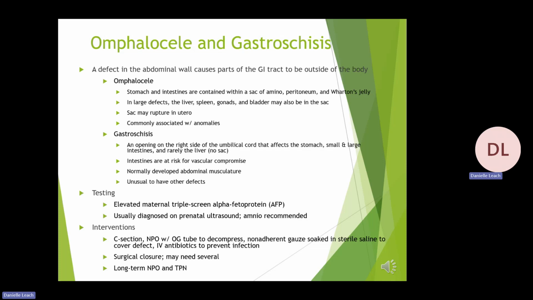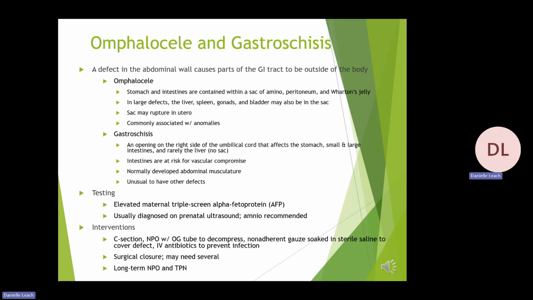Usually it's the stomach and intestines or just the intestines, but if it's a very large defect, it can also include the liver, spleen, gonads, and bladder. All of those things can be in the sac. What we worry about with this one is that the sac may rupture in utero. So usually both of these are going to be C-sections for safety. The omphalocele is commonly associated with other anomalies, like cardiac defects, neural tube defects, or specific syndromes.